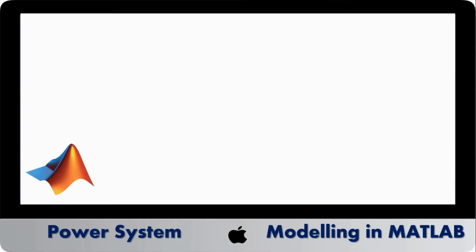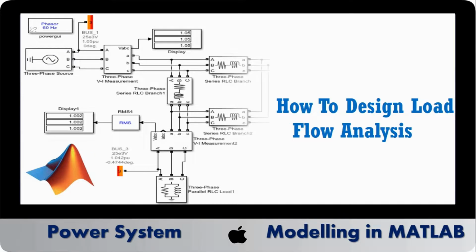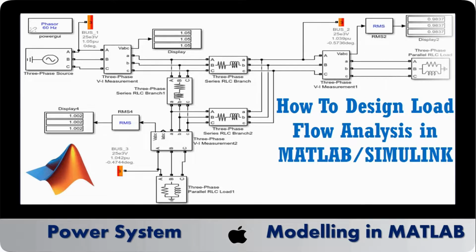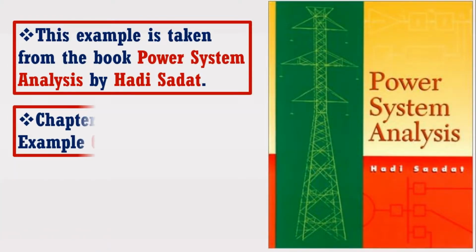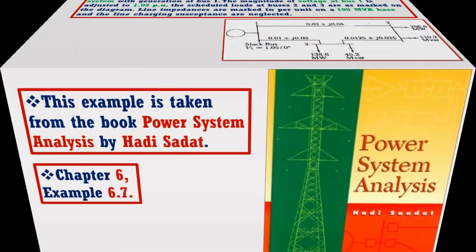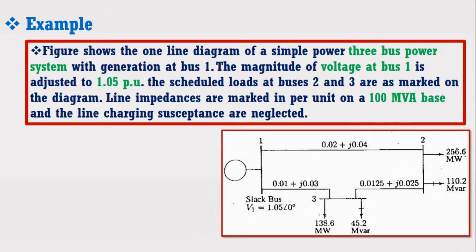In this tutorial I am going to teach you how to design load flow analysis in Matlab Simulink software. I have taken an example from the book Power System Analysis by Hadi Sadat, Chapter 6, Example 6.7 as shown here. Consider the figure of the example, which consists of a generator at bus 1 and 3 transmission lines with their impedances given in per unit.